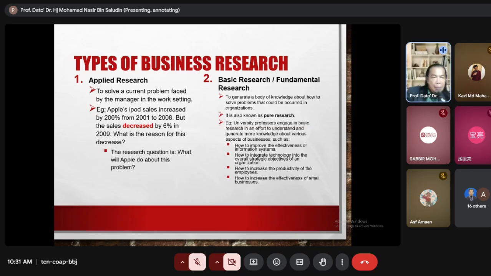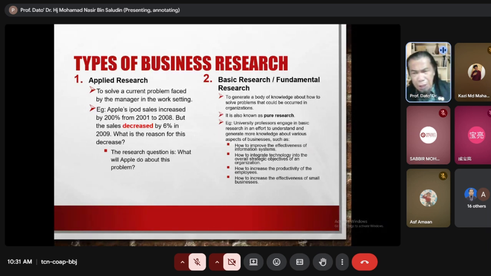Types of business research. Applied research means solving a current problem faced by managers in the workplace. For example, Apple iPod sales increased by 100% from 2001 to 2008, but sales decreased by 6% in 2009. The problem is, what is the reason for this decrease? The research question is, what will Apple do about this problem? That is research.